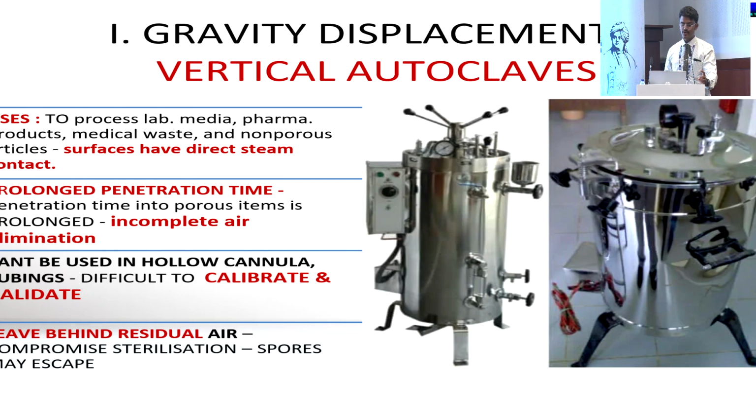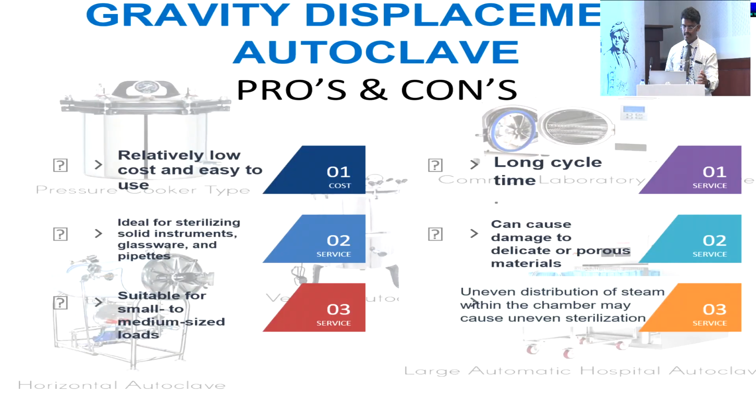Remember that there is prolonged penetration time, and hence the air that I spoke about that needs to be eliminated may not be completely eliminated when you depend only on gravity. Remember, with gravity you are talking about a passive energy here, so the incomplete air elimination is a very crucial part. Secondly, it can't be used for sterilizing hollow cannula tubing because it's very difficult to calibrate it. And lastly, like I mentioned, it leaves behind residual air.